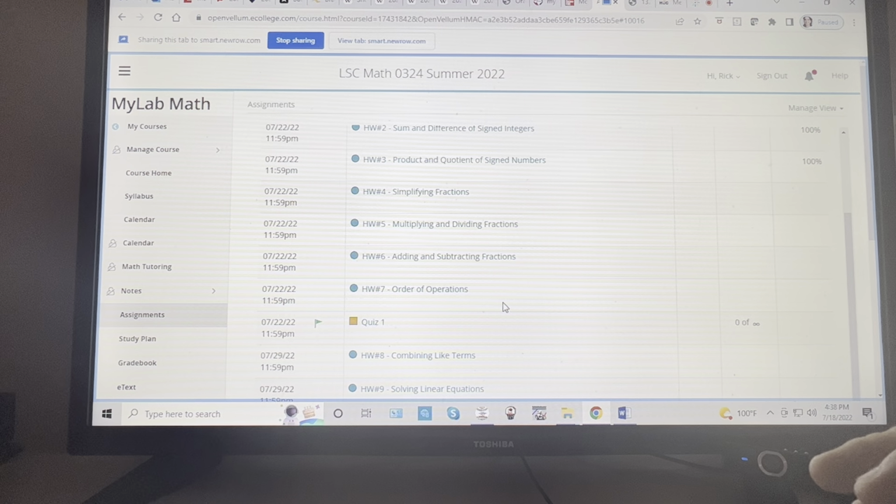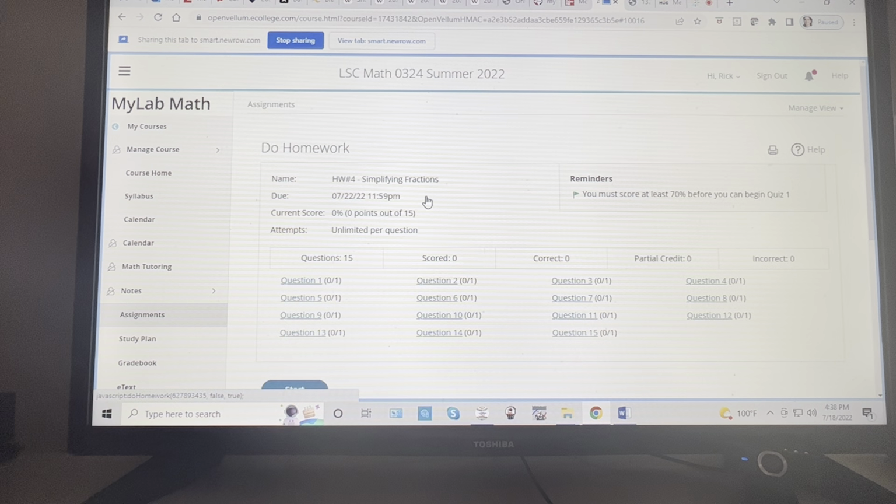If you do them both on Tuesday or both on Friday, you've got to do them sometime in the week. It just depends how much time you're wanting to put into this. So everybody's working at their own pace. I'm just trying to keep you on a good pace, so that you don't run out of time. Homework 4, simplifying fractions. 15 questions here.